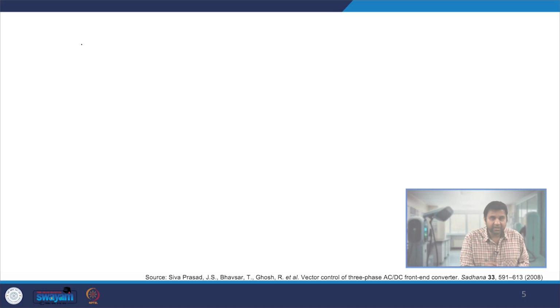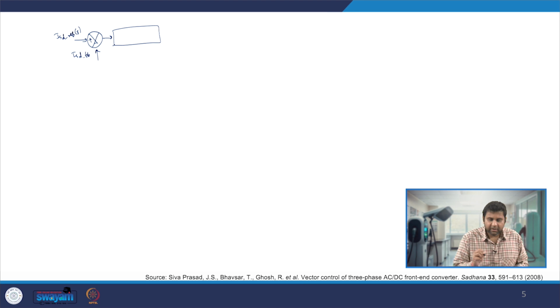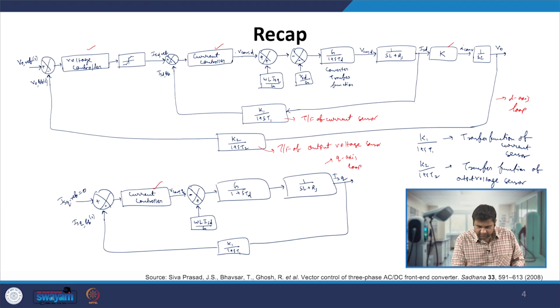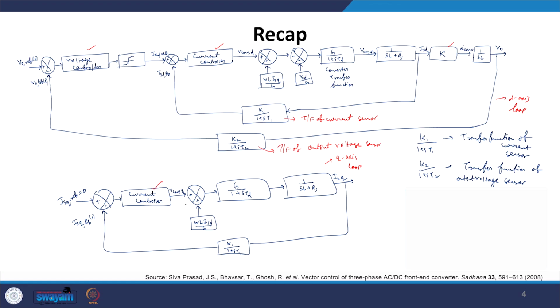Now let us first take just the current loop, where we have the ISD reference coming in, the ISD feedback coming in, and a current controller. If we look only at this loop, it is nearly the same, because the feed forward terms will not introduce any dynamics. They are just constant values, either increasing or decreasing the V converter D and V converter Q values. So we can neglect them, and then we will have just this loop itself.